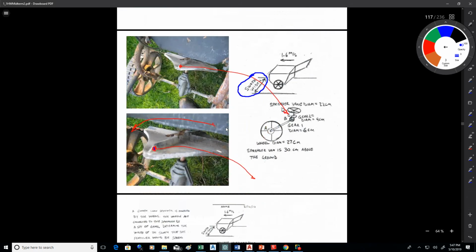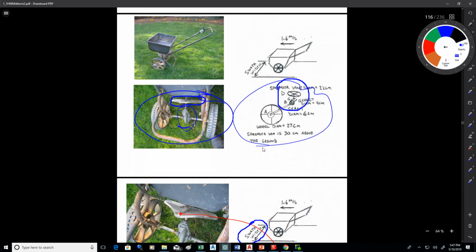Once you've got that, you can assume that the rim speed on the spreader vane is transferred directly to the fertilizer. So the fertilizer will have a velocity equal to the rim speed of the vane. Then you can look at the path of the fertilizer as it falls, and from that get the swath width. You're given that the height of the spreader vane is 30 centimeters above the ground.